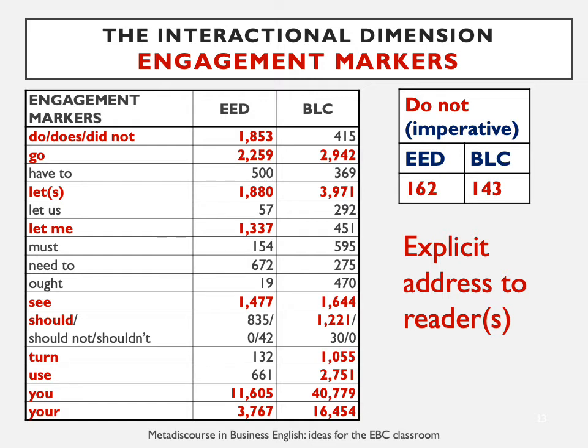The presence of you and your is far higher than that of the other engagement markers, which have a meaningful presence. These are all verbs. Among them, let, let's, let me are imperative forms. Do not, as an imperative form, has 162 occurrences in the email dataset and 143 occurrences in the letter corpus, most of which are courtesy formulas.